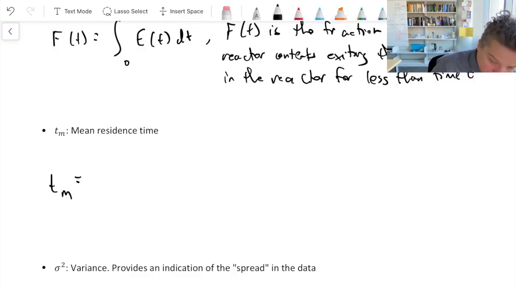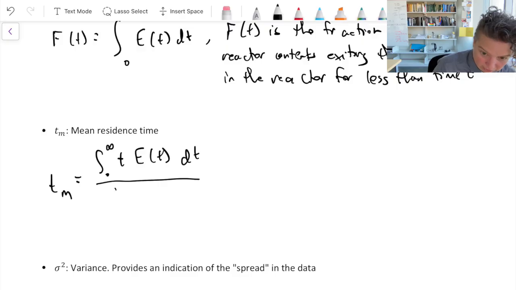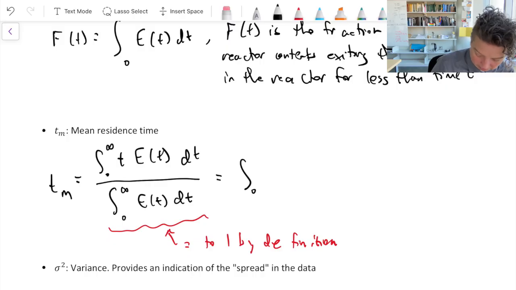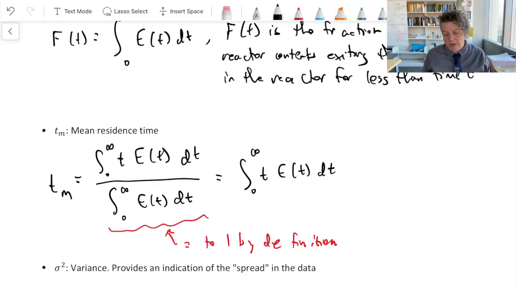We can find the mean residence time by doing essentially the integral of time times the residence time distribution, dt, divided by the integral of the residence time distribution, dt. This is, of course, equal to 1 by definition. And so this gives us the integral from 0 to infinity of t times the residence time distribution.